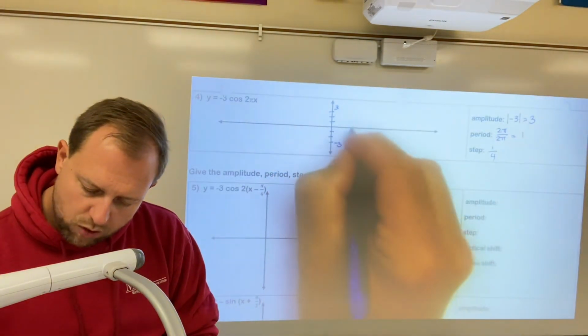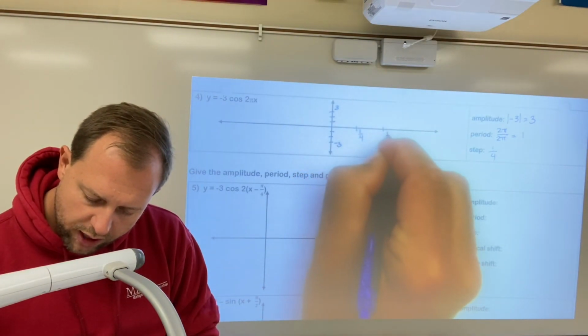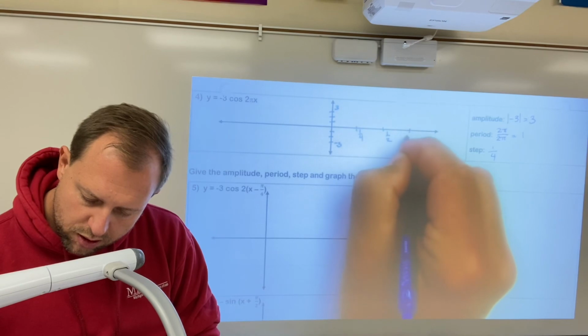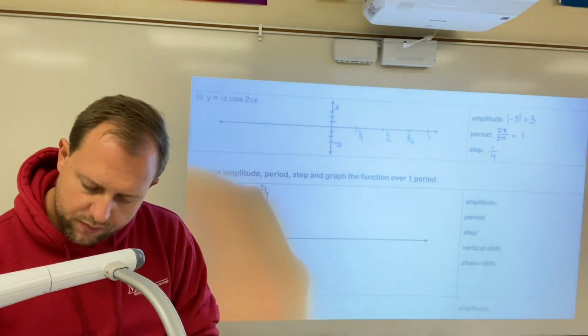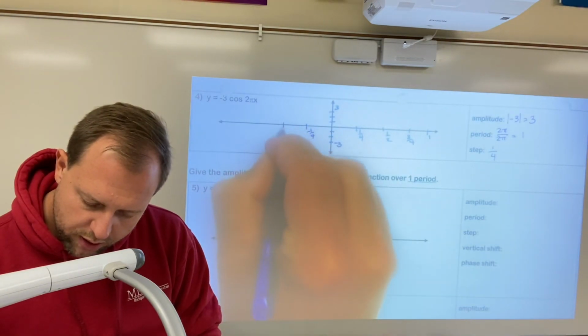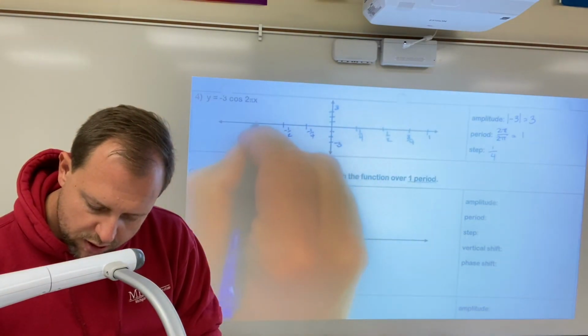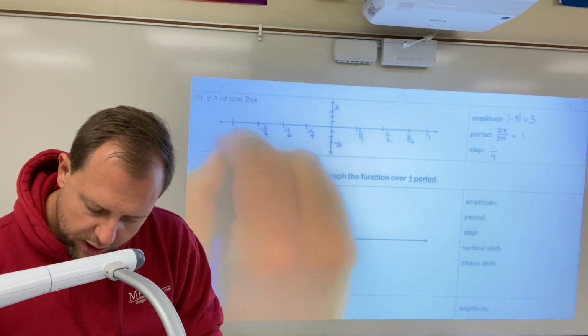Our steps are a quarter, so 1/4, 1/2, 3/4, and 1. Then -1/4, -1/2, -3/4, and -1.